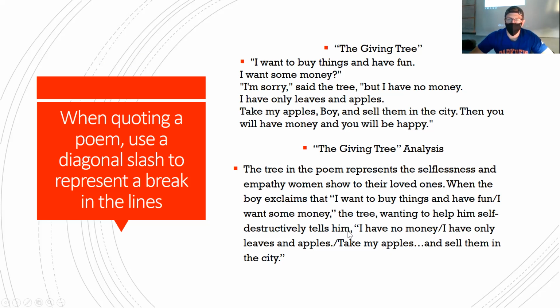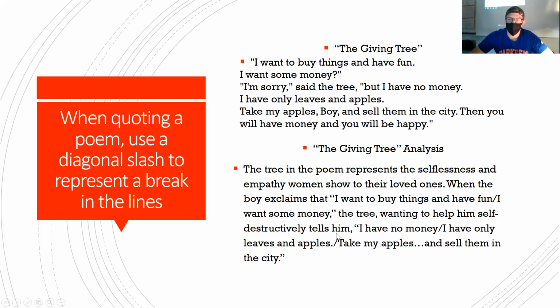All right, like this quote right here. The tree, wanting to help him self-destructively, tells him, comma, quotation mark, "I have no money," which comes from "I have no money." And you see here is the end of the line. So here we have a diagonal / "I have only leaves and apples," period.